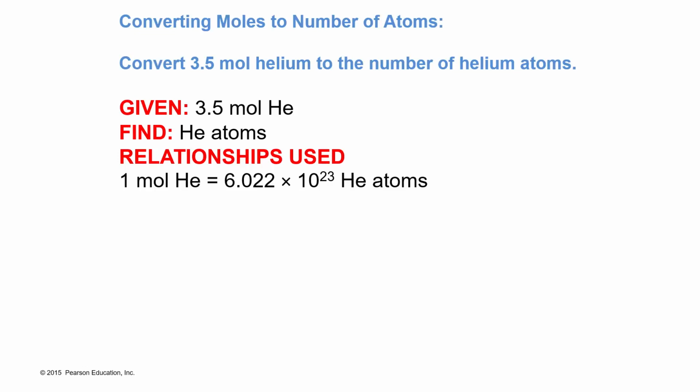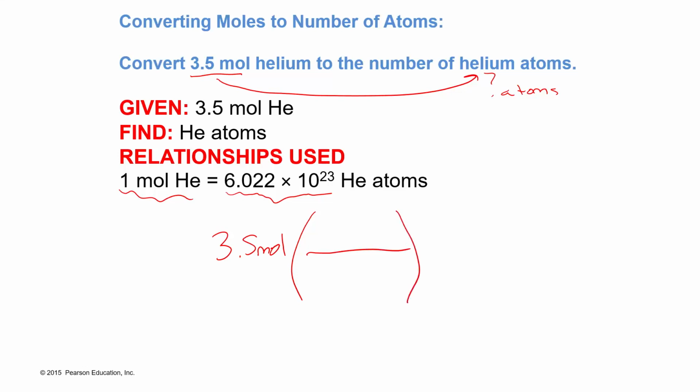The problem here is telling us to convert 3.5 moles of helium to the number of helium atoms. So we're starting with moles, and we're converting to the number of atoms. Our conversion factor is 1 mole of anything, any element, is 6.022 times 10 to the 23rd atoms of that same element. So we start with what we are given in the problem, 3.5 moles.